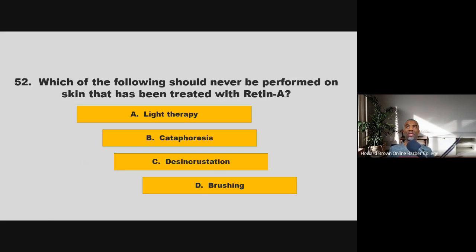Which of the following should never be performed on skin that has been treated with Retin-A? Is it light therapy, cataphoresis, desincrustation, or brushing? If you chose D, brushing, you are correct.